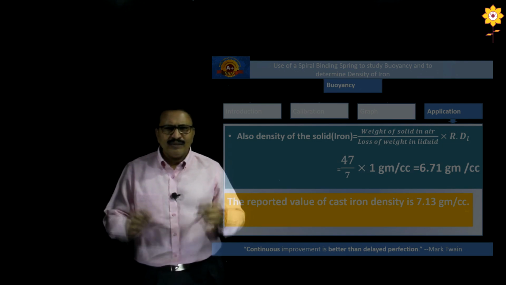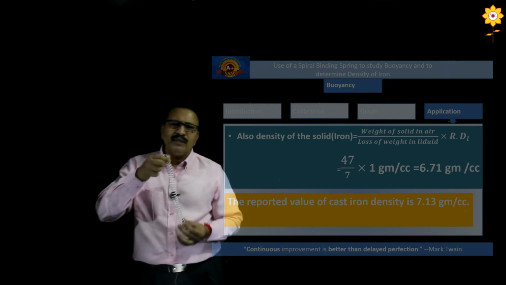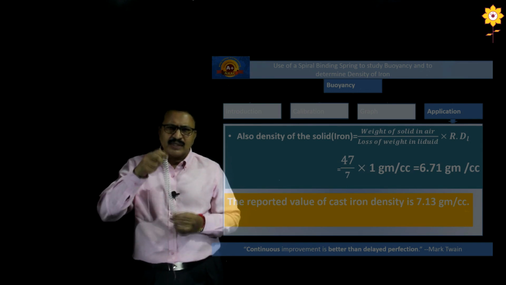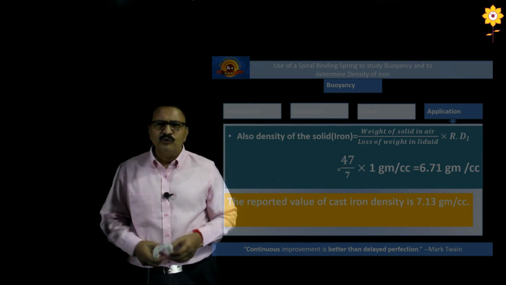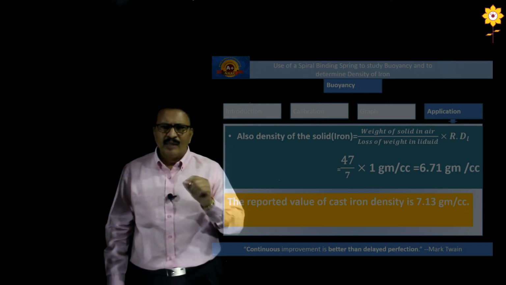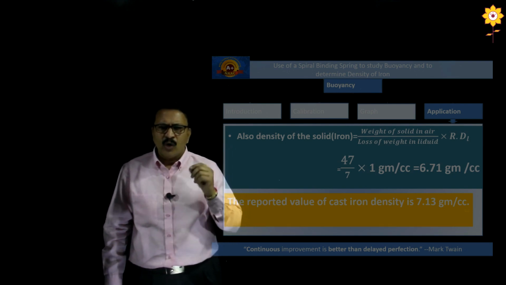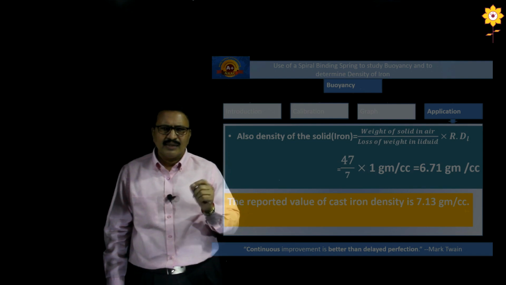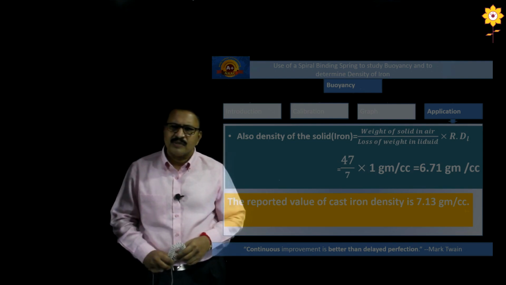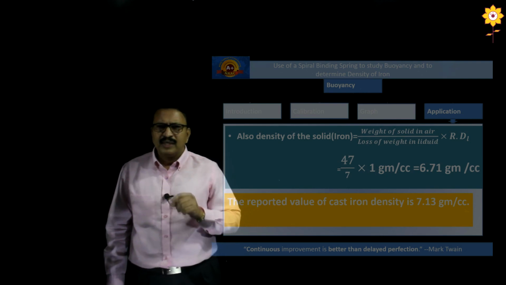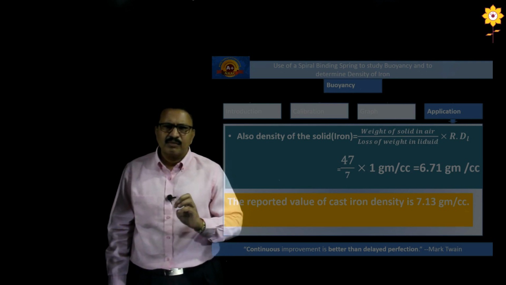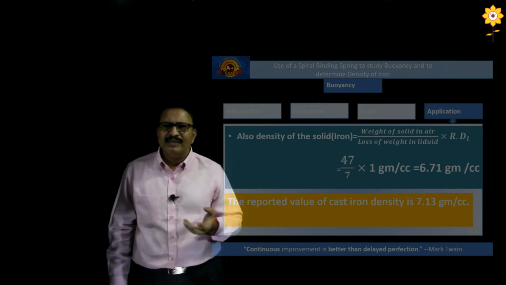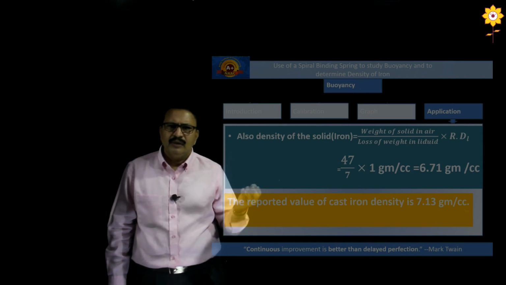So once again, using a very simple experiment, using simply a spiral plastic spring, we could prove two things: the Archimedes principle, and we also obtained the density of the unknown solid, which is cast iron, and this turns out to be 6.71 grams per cc. The point I am trying to make here is that we can try out such simple experiments in the lab, and we can in fact come out with more amazing results than even what I have got in this video.